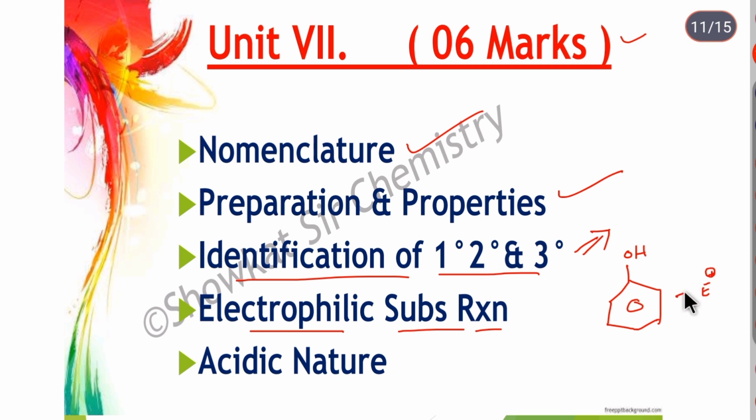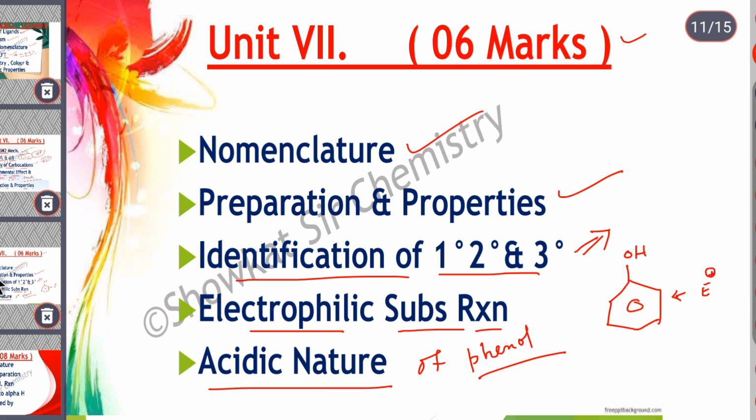Just we are having, as I already told, name reactions. We are having the Reimer-Tiemann reaction, we are having Kolbe's reaction, isn't it? So you should be able to tell the product. Next is acidic nature of phenols. Phenols are acidic, and which group will increase acidity and which will decrease. You should know the order as I already told.